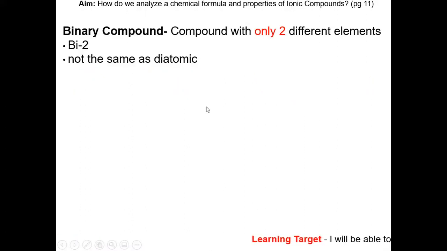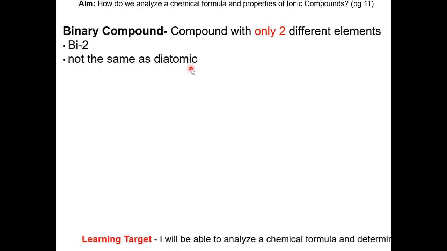Now we are going to discuss binary compounds. A binary compound is a compound with only 2 different elements. The prefix bi means 2. This is not the same as diatomic.